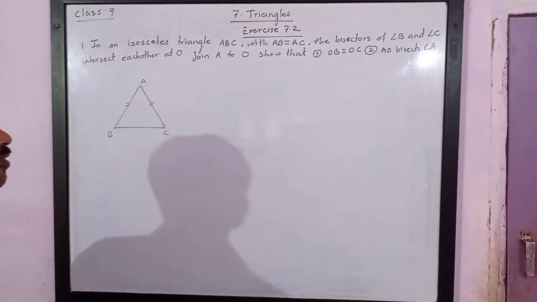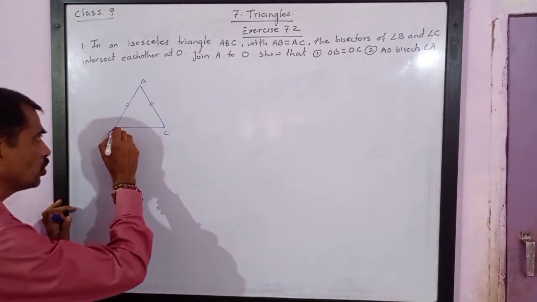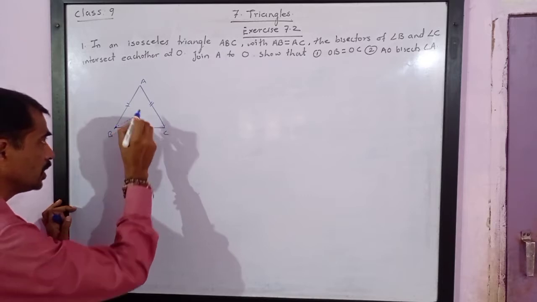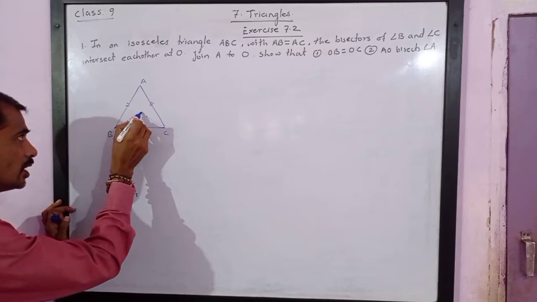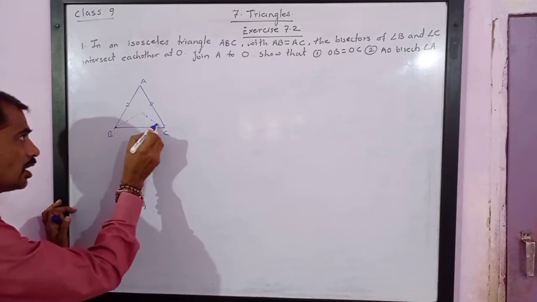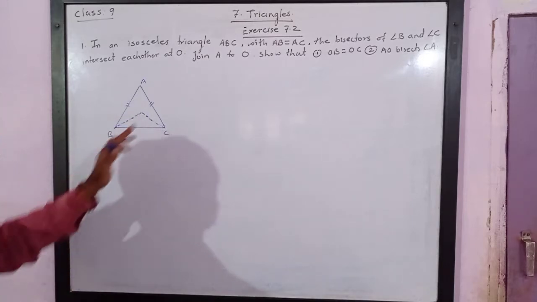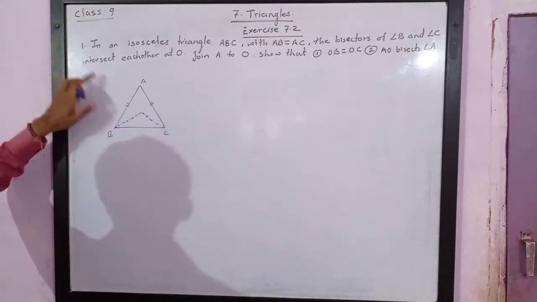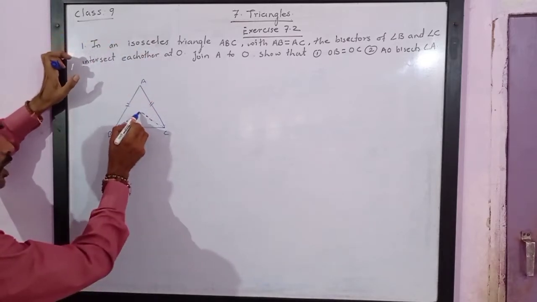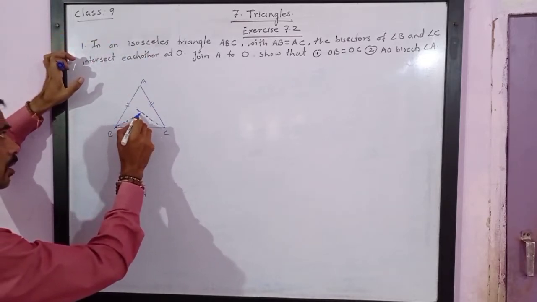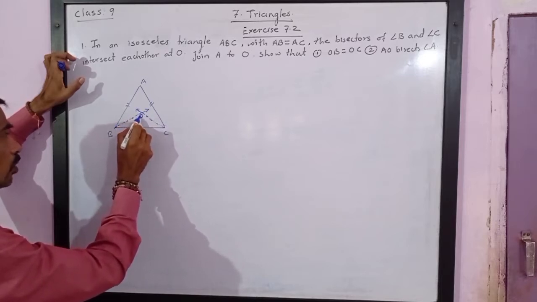The bisectors of angle B and angle C. So bisector of angle B will be this, which makes two equal parts of the angle B. And the bisector of angle C, which makes two equal parts of the angle C. This is bisector of angle C and bisector of angle B. The bisectors of angle B and angle C intersect each other at O. So these bisectors intersect at this point O.